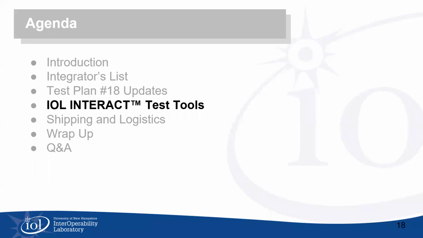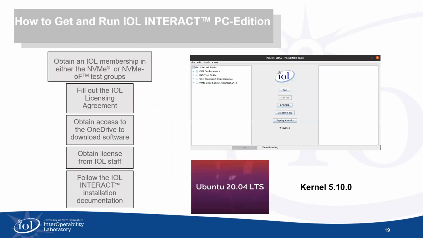The next thing I'm going to go over is the IOL Interact test tool, or test tools that we have. The first one that we have is our PC Edition package. You can obtain this after you get a membership with NVMe, with the IOL NVMe group or our NVMe OF test group. There also is NVMe Express, which you should join if you want to make it onto the integrators list. But once you get a membership with the IOL, we'll send you a license agreement you'll fill out. And after that, you can download the package from OneDrive.